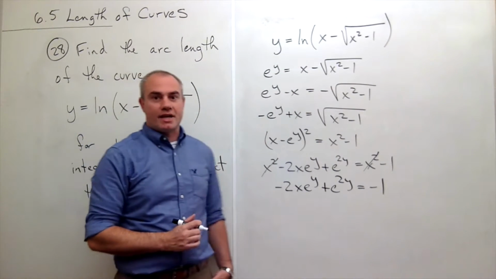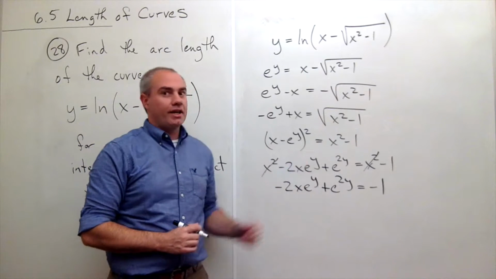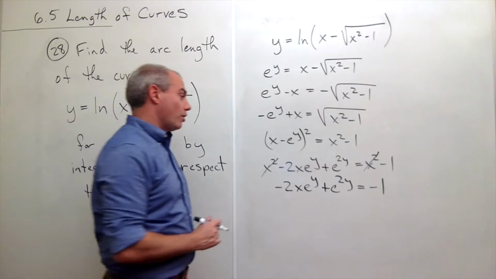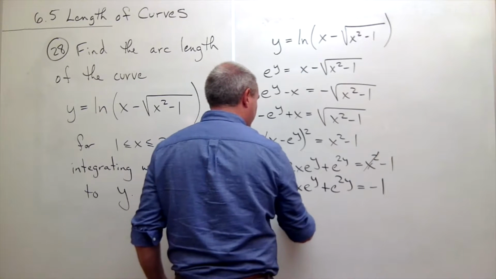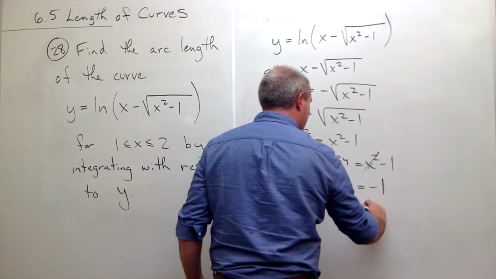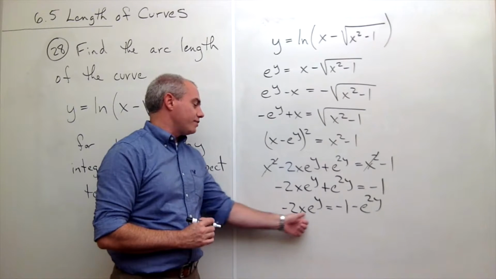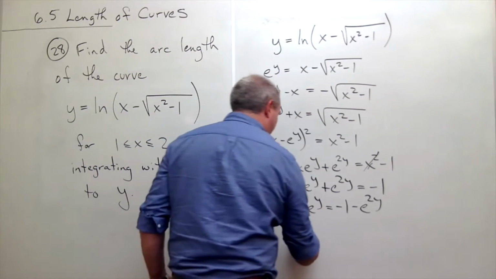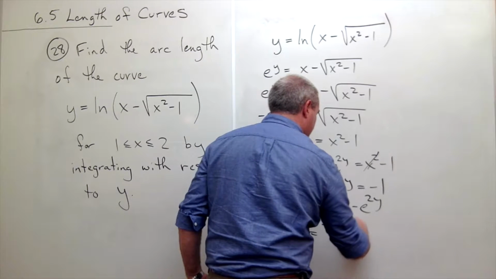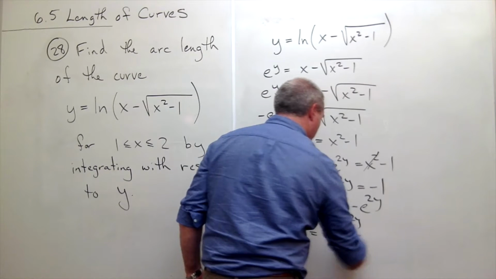This is quite nice, actually, because I'm just left with this one x sitting here. Everything else is y. So I could solve for x. If I solve this for x, I get negative 2x e to the y is equal to negative 1 minus e to the 2y. Now I can divide both sides by negative 2 e to the y, and I get that x is equal to negative 1 minus e to the 2y, divided by negative 2 e to the y.